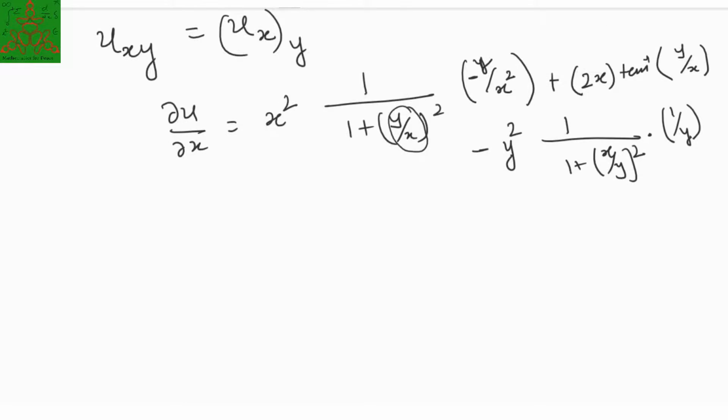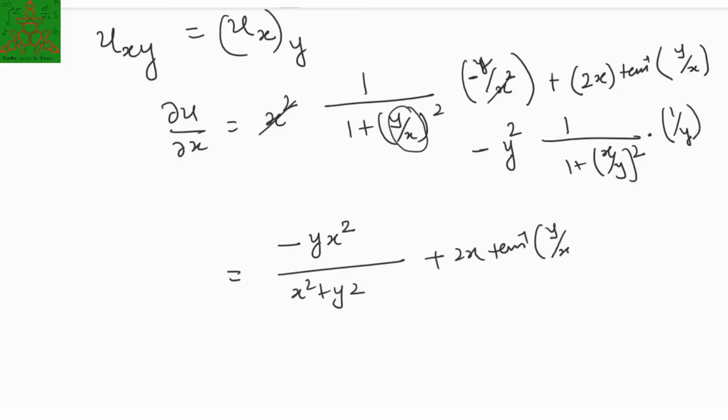Now you just observe what we will have here. This x square will get cancelled and this denominator x square will go in the numerator if I take the LCM. So it is minus y x square upon x square plus y square plus 2x tan inverse of y by x, and this y is cancelled out, and if you take the LCM here, that will give you minus y cube upon x square plus y square.